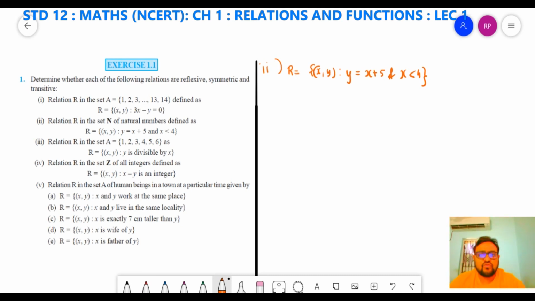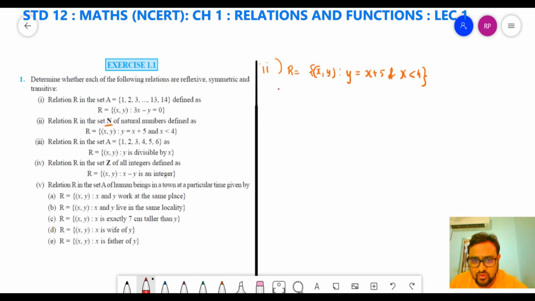Question second of first, the relation is given R equal to (x, y) such that y equal to x plus 5 and x is less than 4. And see, the relation is in set N, so natural numbers. Okay, so let's see first about the reflexive. If I take (1, 1), see, there are two options. Either prove that for every a belongs to R, then it will be reflexive. And if you want to prove not reflexive, then just select any one ordered pair, (1, 1) or (2, 2), any such, which is not belonging to R. So I will select the second one.